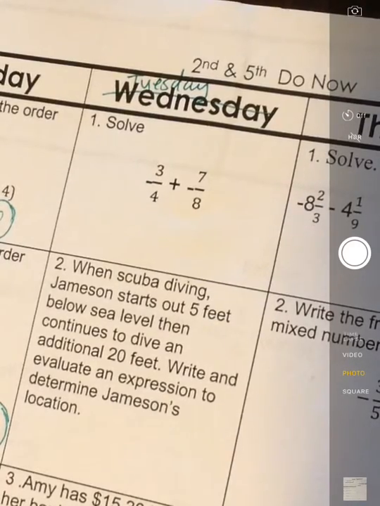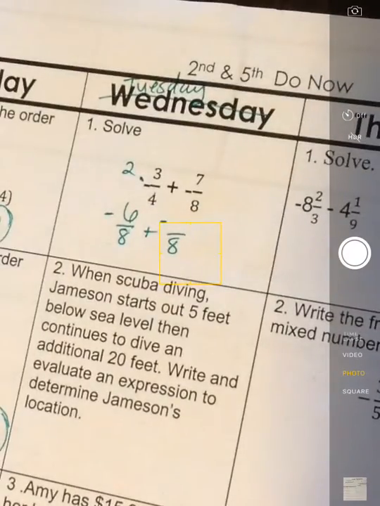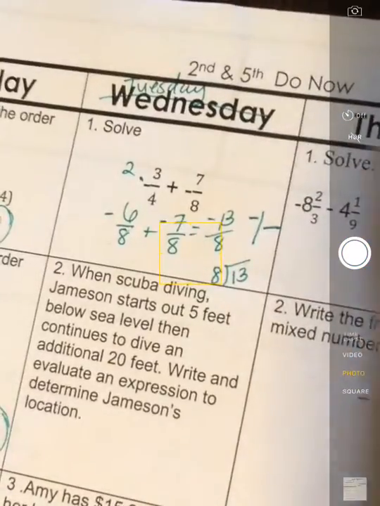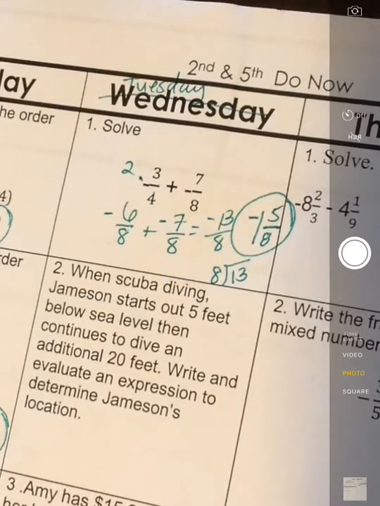In order to add fractions, you have to have a common denominator, so they have an 8 in common. These are both negatives. In order to get from 4 to 8, we would multiply by 2. So that gives us negative 6/8. This one doesn't need to change because it already has a denominator of 8. Negative 6 plus negative 7 is negative 13/8. 8 goes into 13 one time with 5/8 left over. So your answer is negative 1 and 5/8.